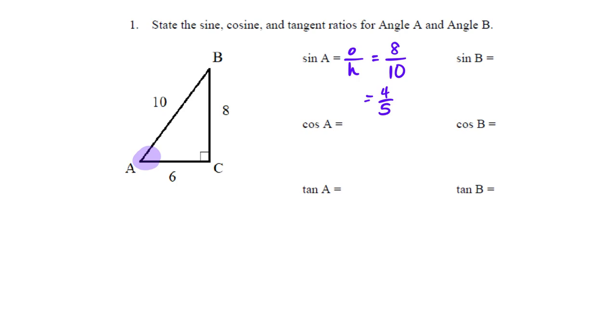From the perspective of A, now you need cosine. Well, cosine, CAH, is adjacent over hypotenuse. My adjacent side to angle A is 6. My hypotenuse never changes. Reduce your fraction, and you're good. Your tan ratio is now opposite over adjacent. There's your TOA. So from angle A, my opposite is 8. My adjacent is 6. Reduce that, and there's your 4/3.